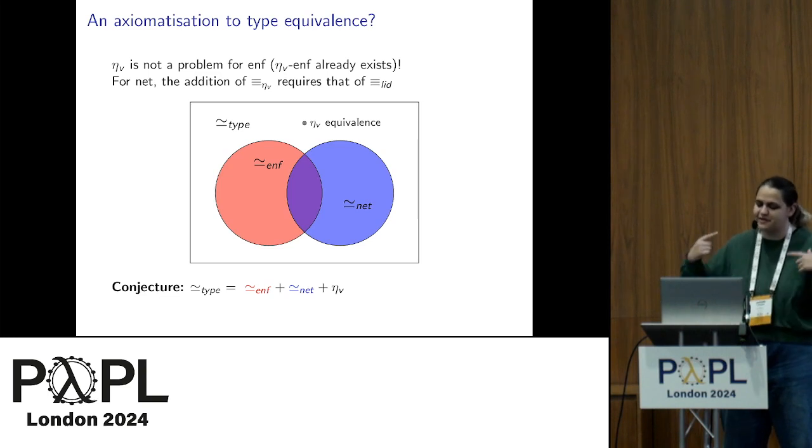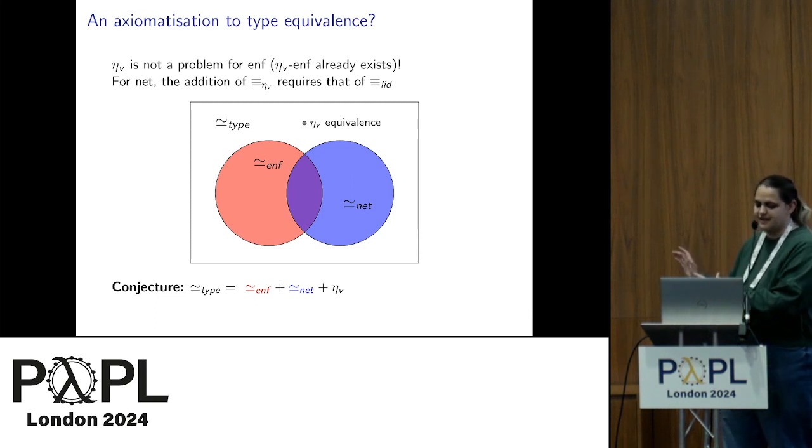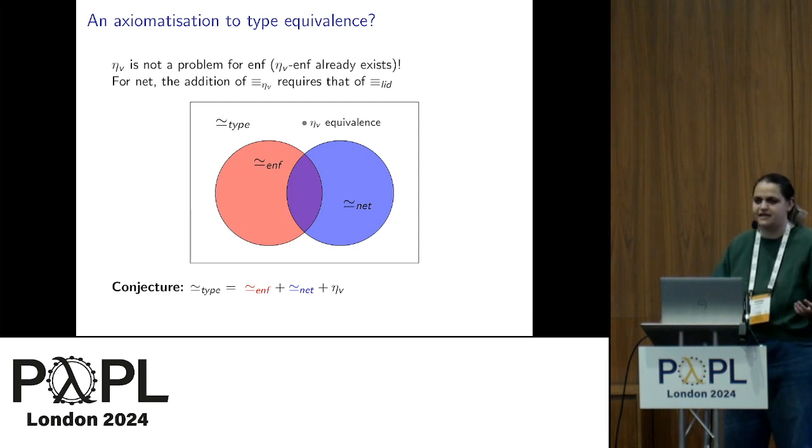If we wanted to add eta to net, we would need to add Moggi's identity law to net, and we don't know how to do that. But the conjecture is that type equivalence is exactly env, net, and eta. We haven't had any examples of things that aren't in one of these categories, let's say.